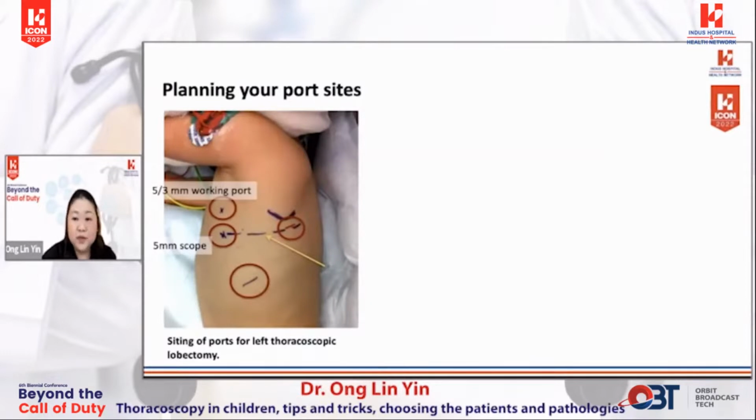This can be a 5 or 3 millimeter working port. And the lower port is placed where the ribs are wider and the incision can be extended to accommodate a 12 millimeter staple device. In certain cases, a fourth port at the tip of the scapula may be added. And it is also useful to mark out your thoracotomy site in the case that you might need to convert this case to an open thoracotomy.